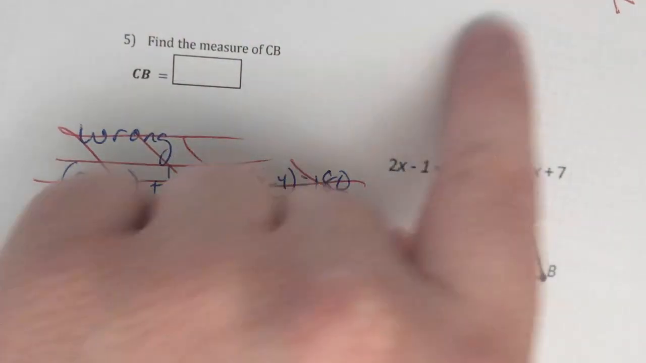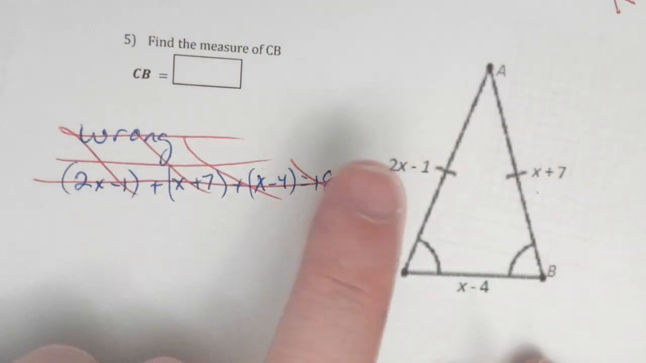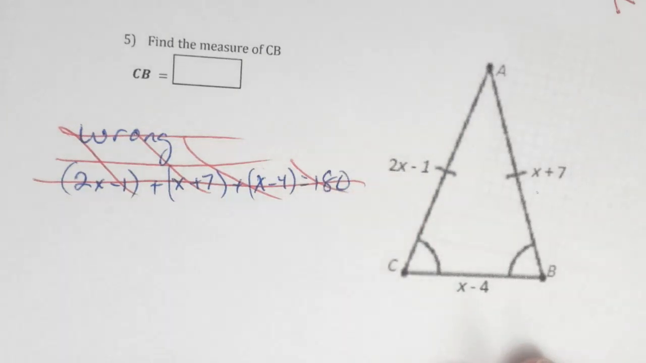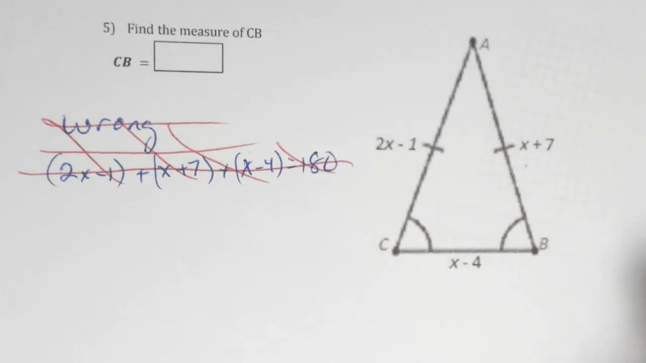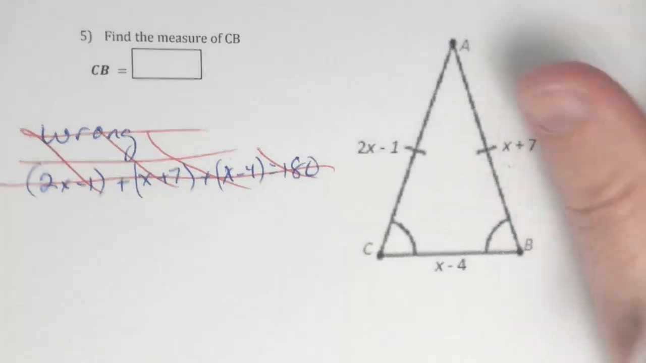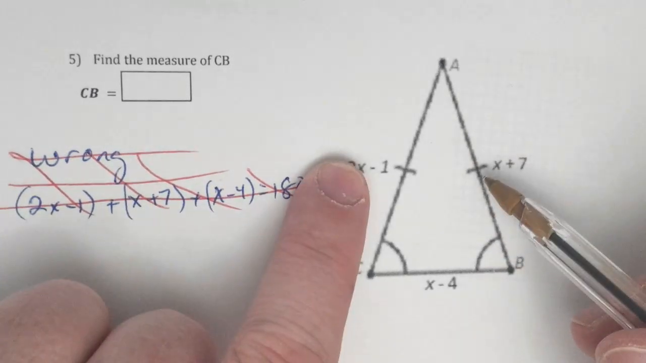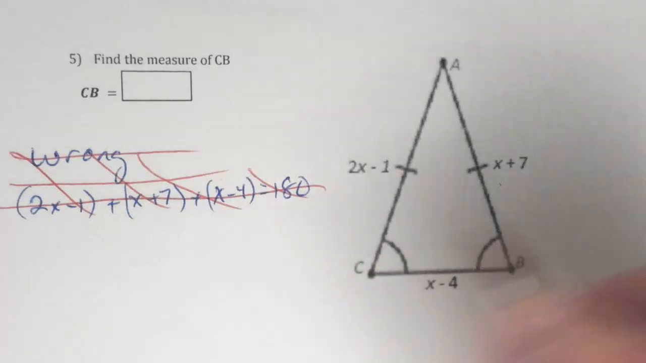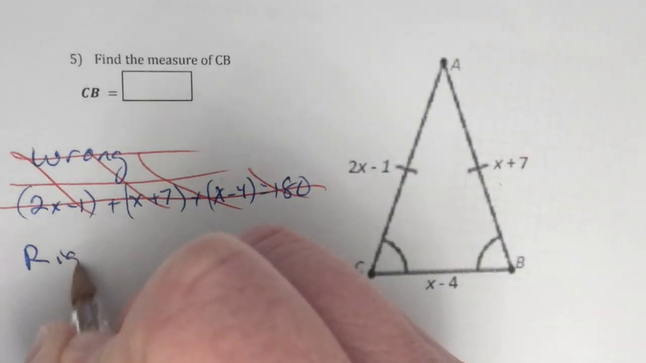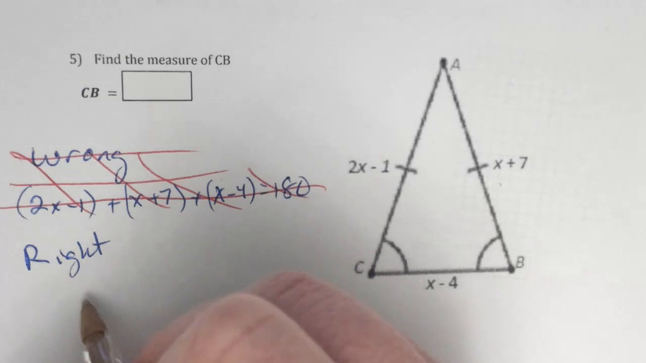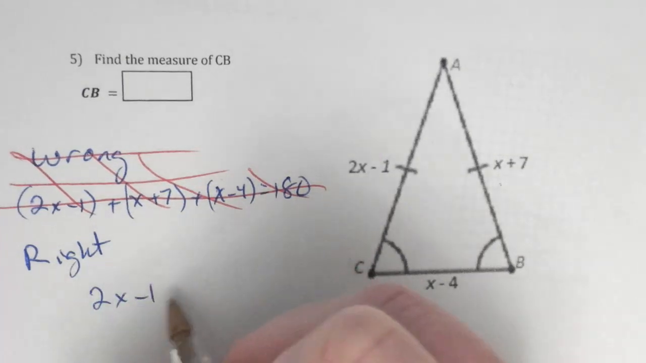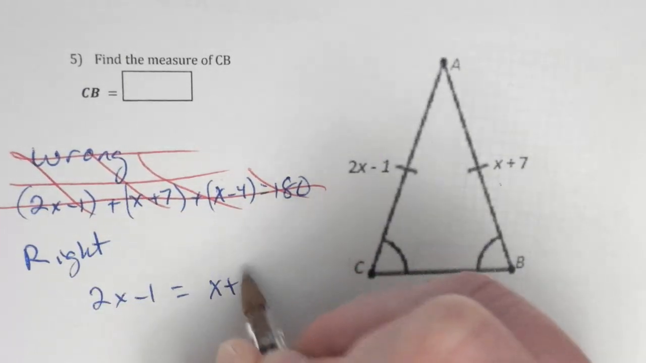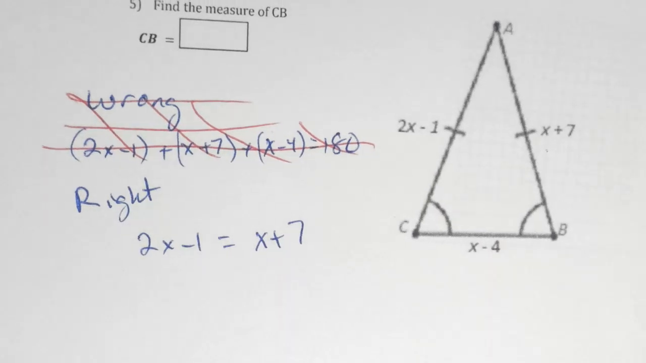This right here, these are sides, not angles. They do not add up to 180. It's a very, very common mistake. What we're supposed to do is, these two sides are equal, so just set them equal to each other, and that would be the right thing to do. So we have 2x minus 1 is equal to x plus 7, and that is the correct thing to do.